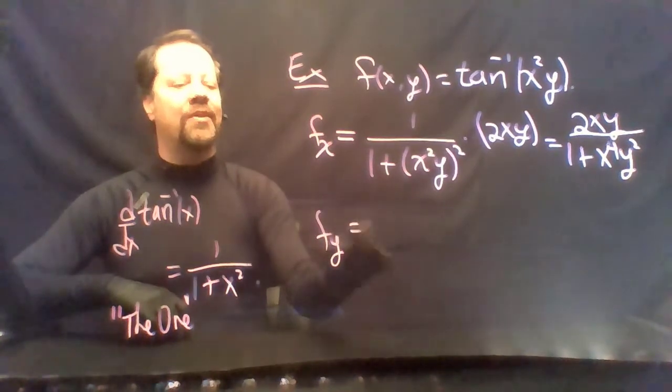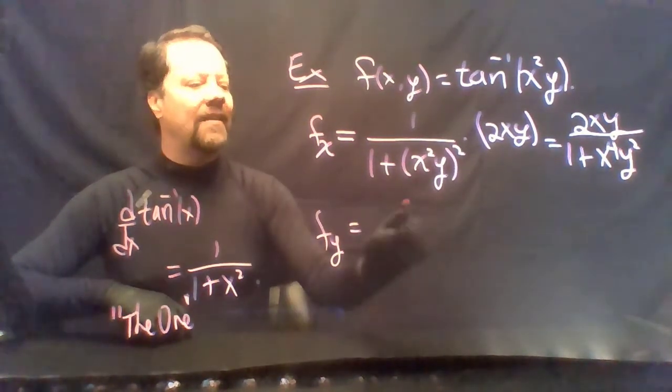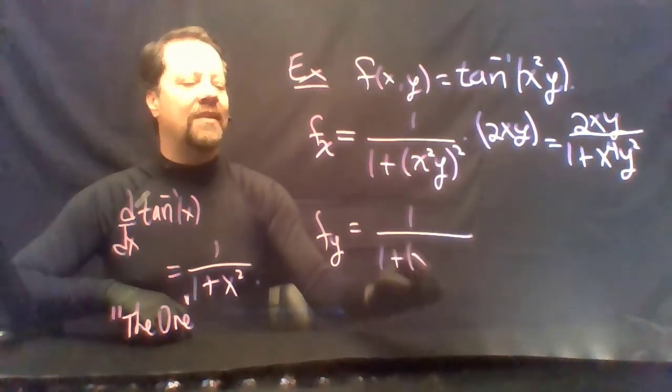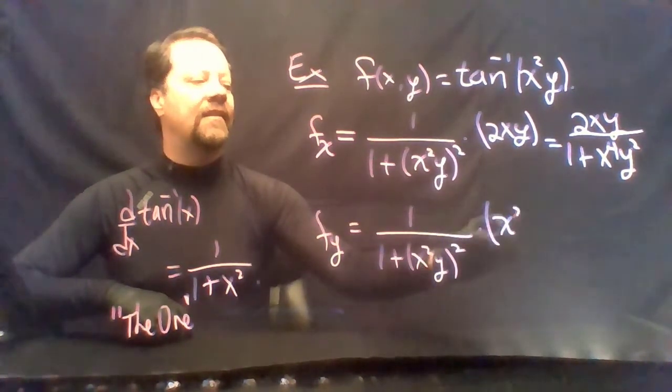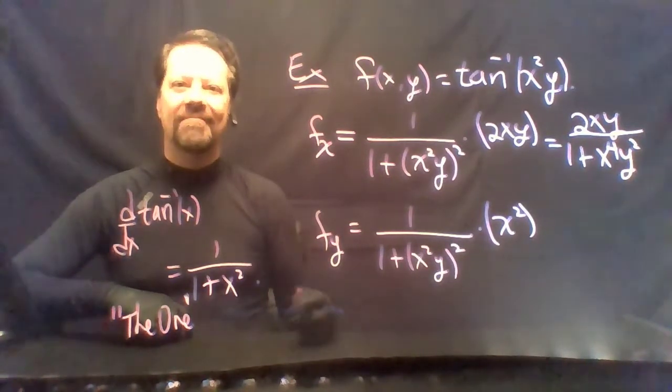Now let's do the partial derivative with respect to y. Again, 1 over 1 plus x squared y quantity squared times the derivative of the inside, which is merely x squared.